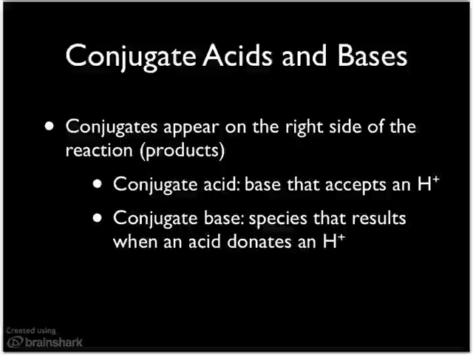So what you need to do is figure out which one is which, to be able to label them. Which one's the conjugate acid, which one's the conjugate base. Basically the conjugate acid is going to be the base that accepts an H+, so whatever accepts that H+. And then the conjugate base will be the species that actually donated the H+, what forms once that H+ is gone.